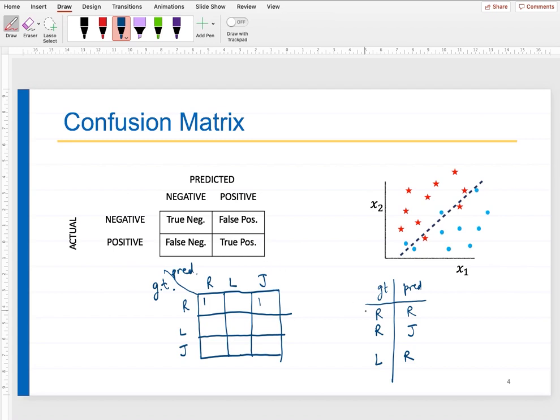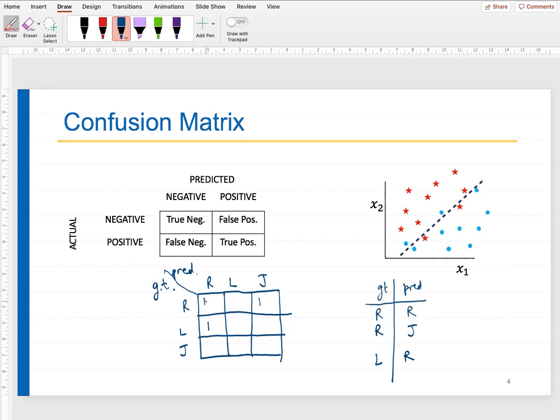Second row, first column. Because my ground truth is lotus and my prediction is a rose, it will increase it. In this way, I count all these examples. Let us say I have got 100 test samples. 100 test samples will be something like, okay, let's say 30 roses, 30 lotus, 33 roses, 33 lotuses, 34 jasmines. And I got some distribution around here. In this way, I can get my confusion matrix.